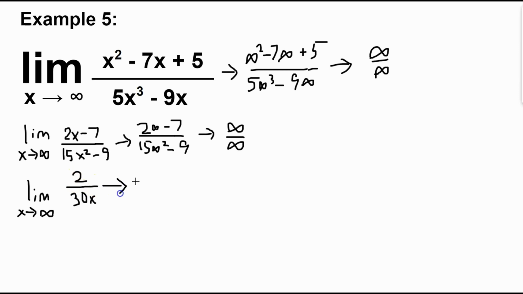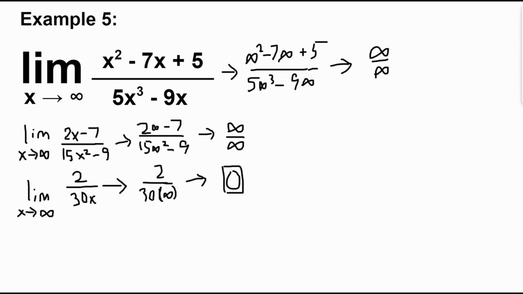And this time we're not going to get infinity at the numerator because that's just one constant value. So 2 over 30 times infinity. Remember what I said about any number other than 0 being divided by this ever increasing number. 2 over 30 times infinity would just go to 0. And that's our final answer.